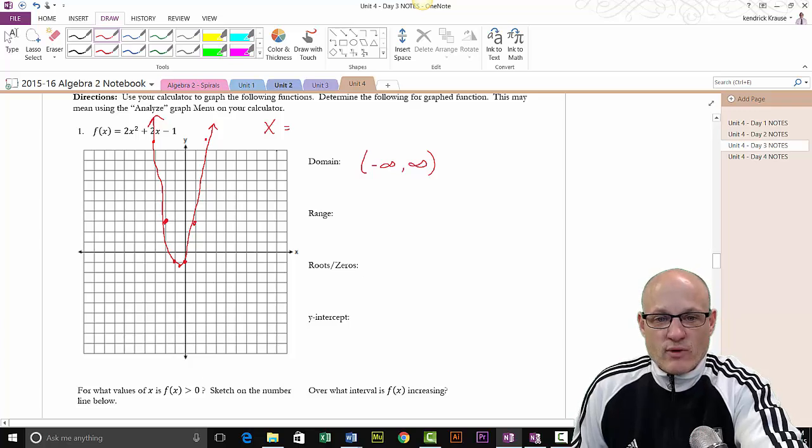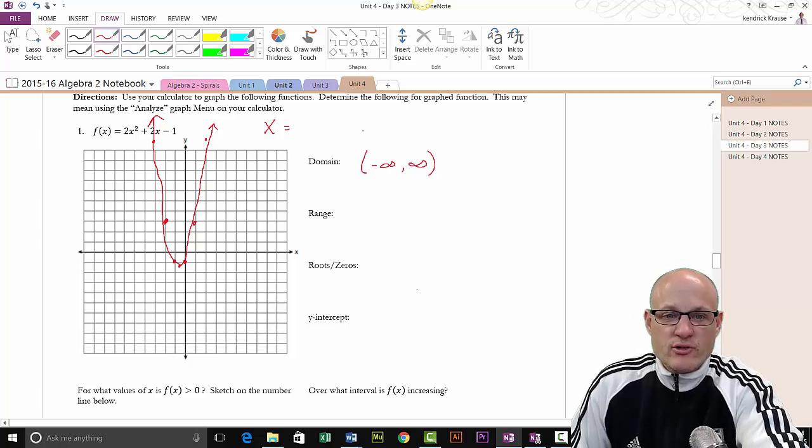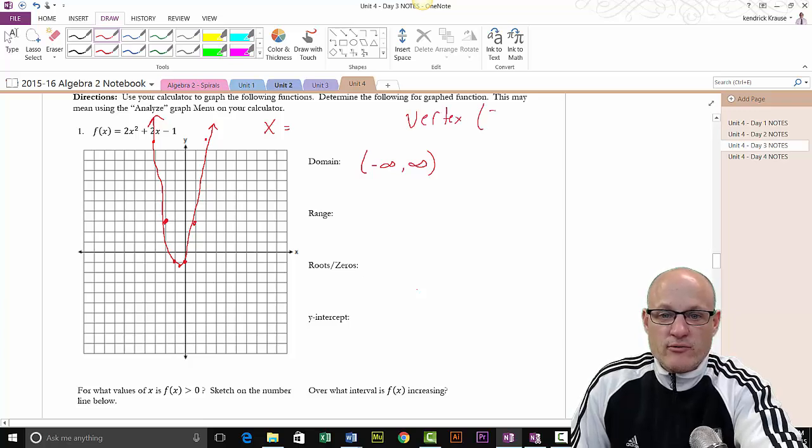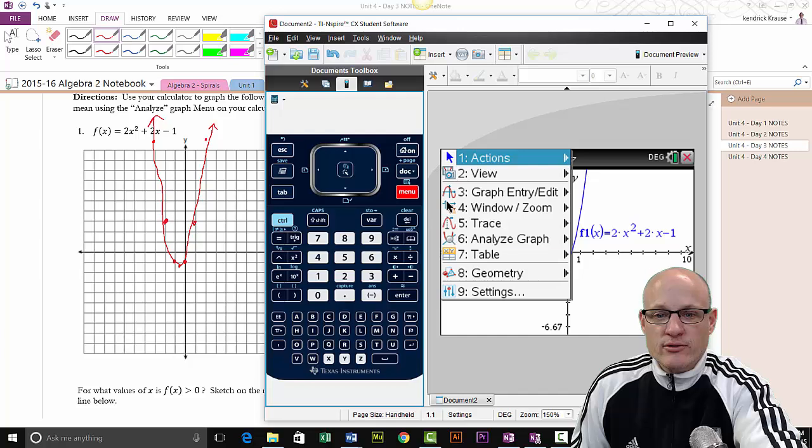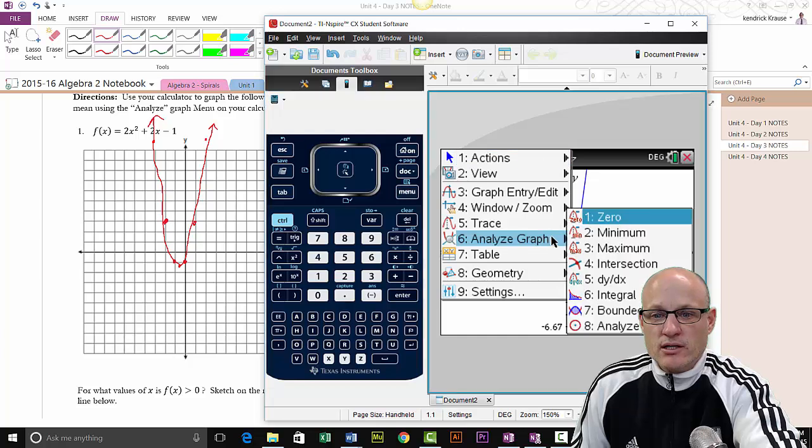So again, the range, we're going to have to also figure out what that vertex is. So it's really important to figure out what that vertex is. Vertex. Now I know it's negative 1/2 something. I just don't know what. So let me get rid of this. Control T. And then we'll go to menu, analyze the graph, and we're looking for a minimum.